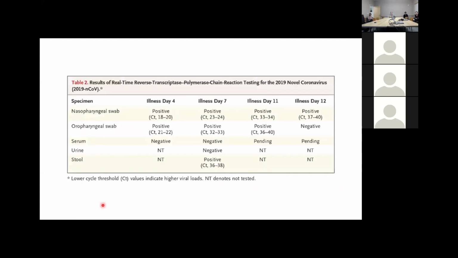Okay, then I'm going to shift gears a little bit now. So the virus has been isolated from the nasopharynx, the oropharynx, blood, urine, and stool. And the nasopharyngeal and oropharyngeal swabs are positive fairly early on. They're positive before the stool turns positive. So definitely respiratory secretions are felt to be infectious, but at this point in time, there's no evidence of significant transmission by stool or the fecal-oral route.